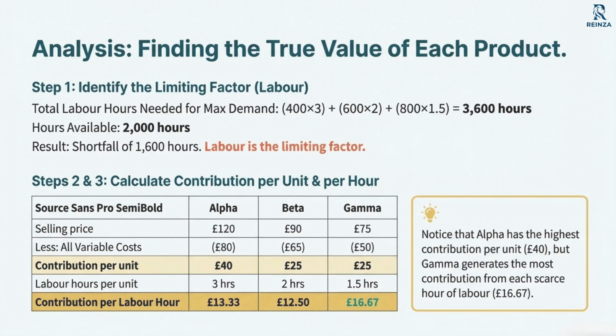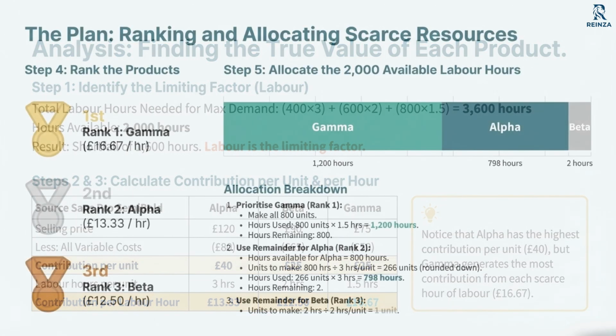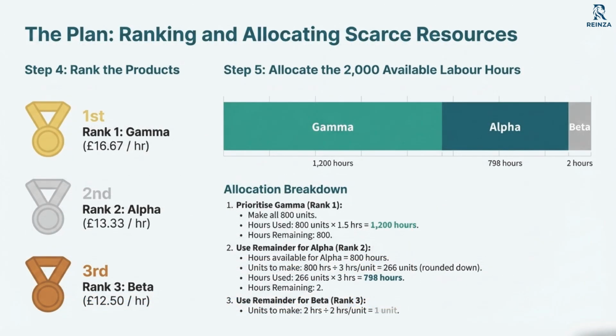Exam tip: always show your workings clearly. Even if you make a calculation error, you can still earn method marks if the examiner can see you understood the process. Now we move to step 4.